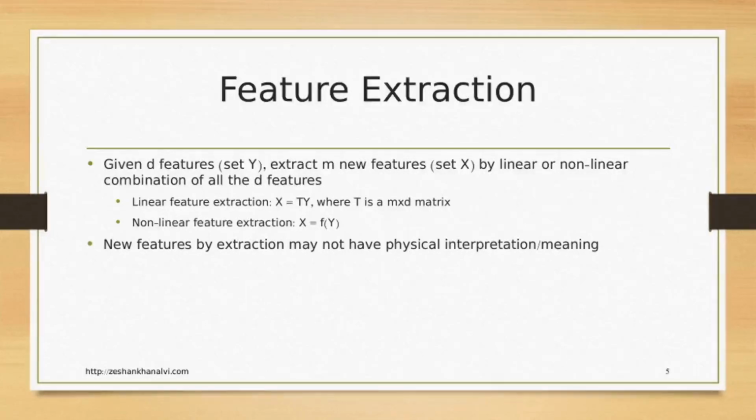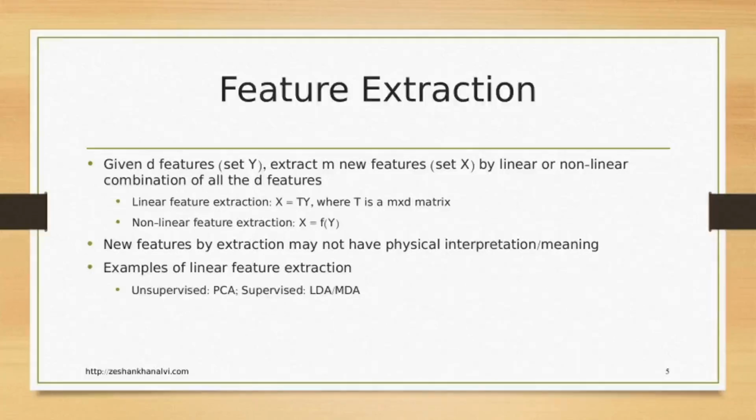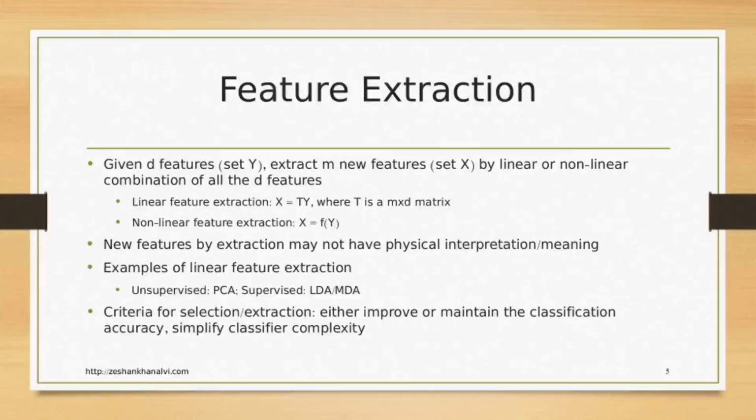In linear combination, we just multiply with a matrix T, and in terms of non-linearity, we apply a function on the available features to get the new set of features, and those features will be used for further processing. Examples can be PCA, or the supervised ones, LDA or MDA approaches. The criterion for this is to optimize the accuracy or the simplification in complexity, in terms of time complexity and computational complexity.